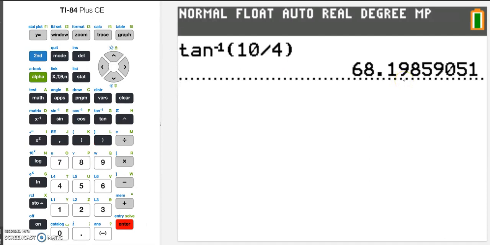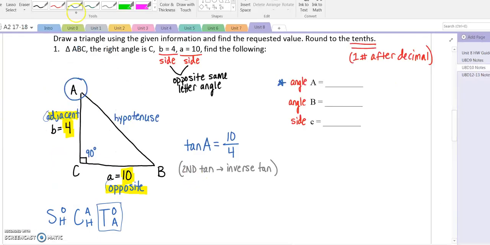And there's our answer. And it said to round to the nearest tenth. So that's one number after the decimal. Look at the number after it. That's a 9. So that rounds my 1 up to a 2. So it'll be 68.2. And I'm just going to write that here first. So A is 68.2. And since it's an angle, we put the little degree sign because it's degrees. Okay, so I have my first angle. A is 68.2 degrees.